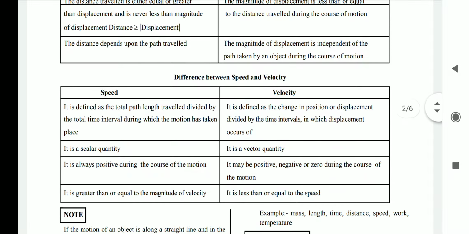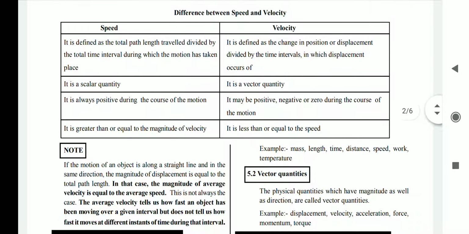Now let's differentiate between speed and velocity. You are already familiar with the terms speed and velocity. Speed is defined as the total path length traveled divided by the total time taken by the body during its motion. And velocity is defined as the change in displacement divided by the time in which the displacement occurs.